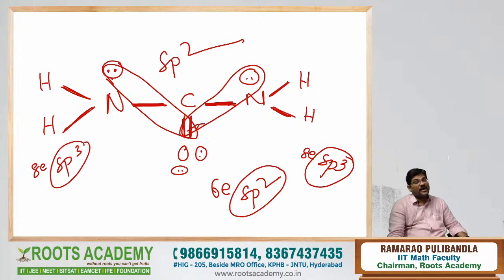Where you have a lone pair conjugation, the hybridization is always sp2. What I am saying? Where you have lone pair double bond conjugation, always the hybridization is sp2. No doubt about it. That's why your answer, sp2 and sp2, is perfectly correct. You follow my class very well. Let's go to the next example.